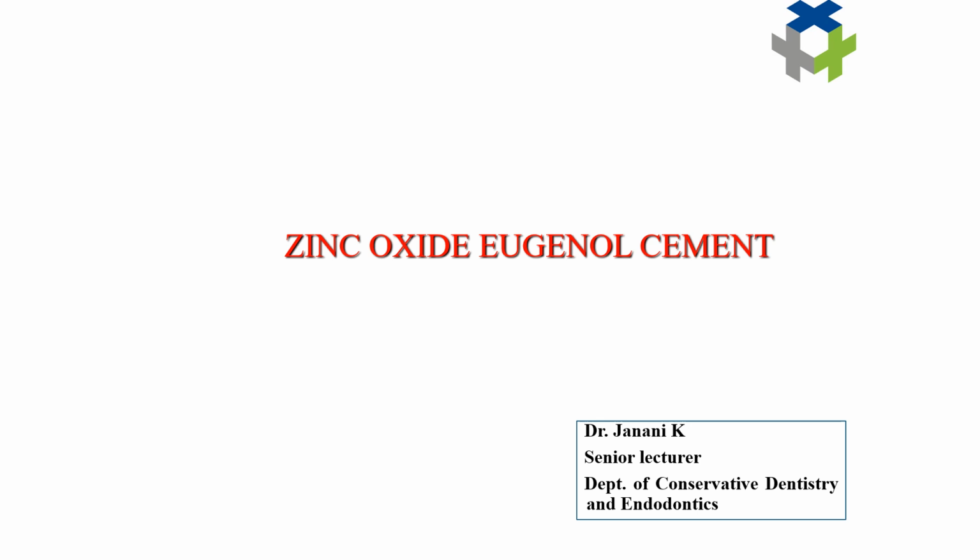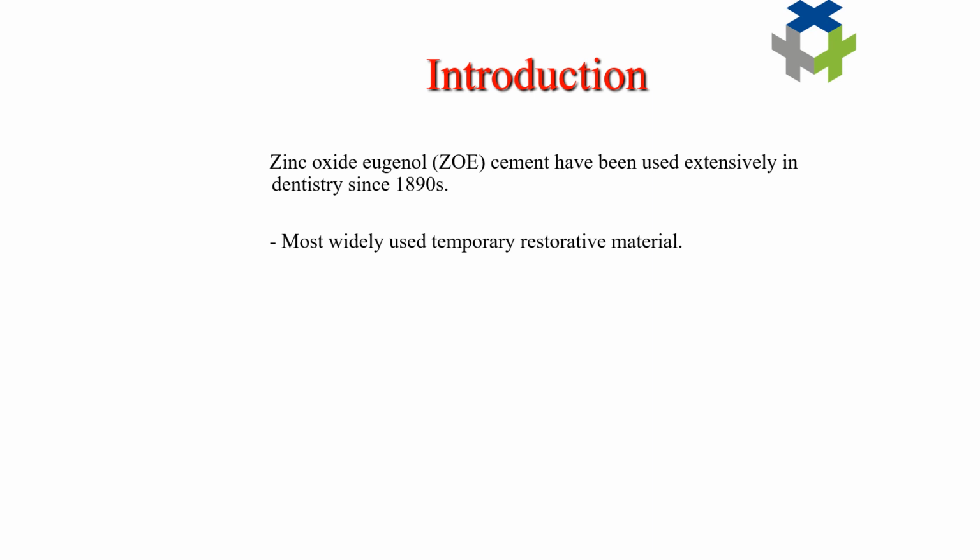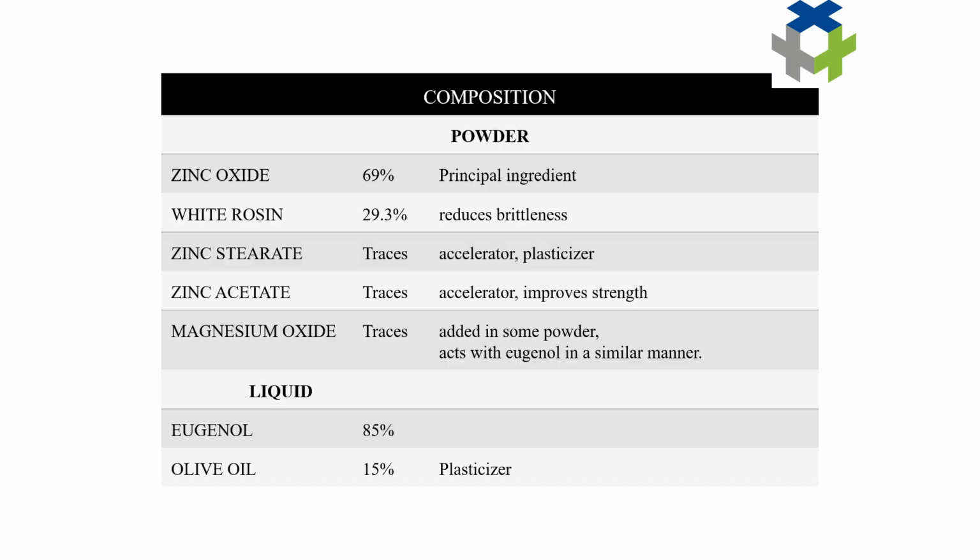Today we're going to see about zinc oxide eugenol cement. Coming on to introduction, zinc oxide eugenol cement has been used extensively in dentistry since the 1890s. It is the most widely used temporary restorative material.